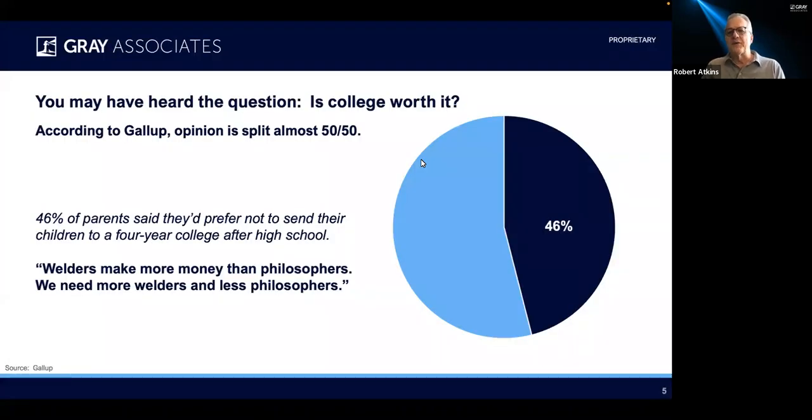So let's talk about myths first. I think all of us are facing this. It's a source of great frustration to me that there's all this propaganda out there that college just isn't worth it, that welders make more than philosophers. We need more welders and fewer philosophers. Well, and by the way, 46% of Americans, as of this Gallup survey, said that they thought college was worthwhile, right? So they would prefer not to send their child to college. There's a recent survey that came out where that number's up to 51%. So the trend is going in the wrong direction, with more and more people thinking college is not worthwhile. So the question is, is this fact or myth?